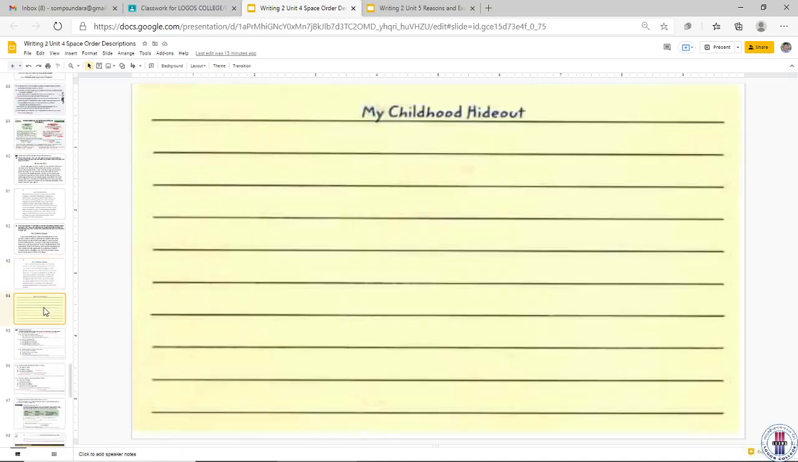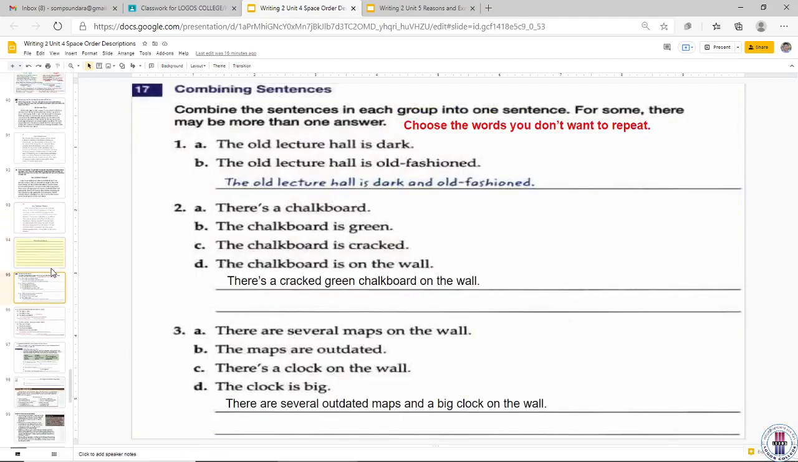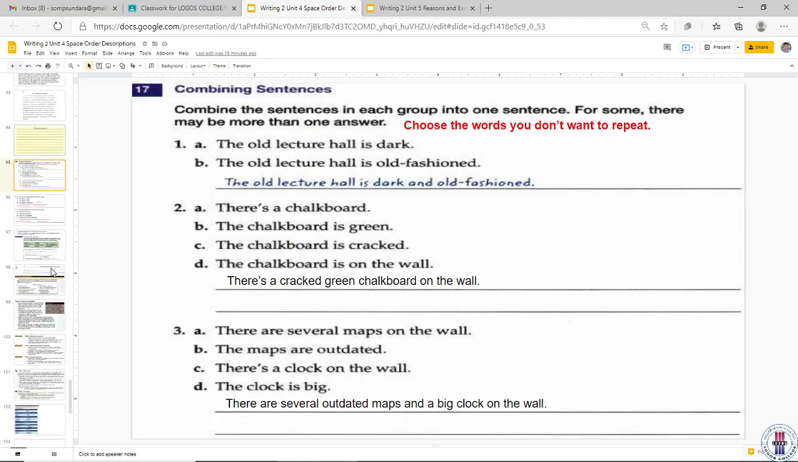Let's move on. Prepositional phrases, we're going to move on from there. All right, let's finish up this unit, Unit 4, talking about combining sentences. We've done this throughout the term, and you combine sentences when you have repeated ideas, right? And you want to choose the words that you don't want to repeat. This is on page 131 in your book. There are more than one answer for some of them.